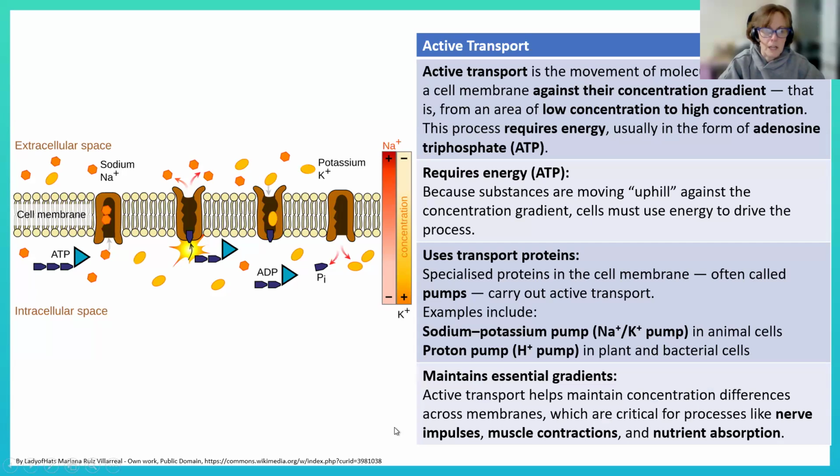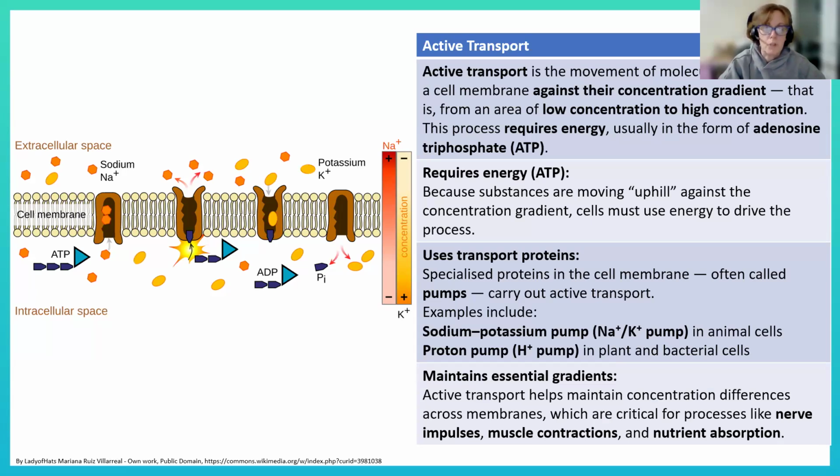What this does is it helps maintain gradients that need to be kept a certain way. A good example of this is in nerve impulses, and we'll have a look at this later on when we do the unit on homeostasis. So nerve impulses and muscle contractions are dependent on ions being in a certain place.